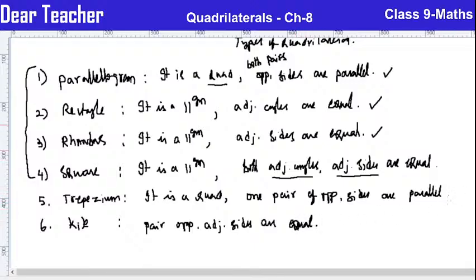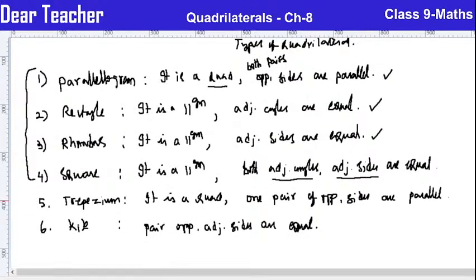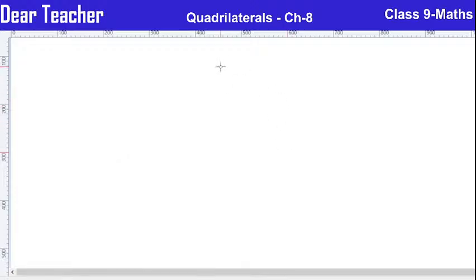Some people will draw a circle, etc., but this is a simple definition. This is about the types of quadrilaterals. So a total of 6 types of quadrilaterals are there. Now let us go to the next thing. Now we have to go for the theorem.